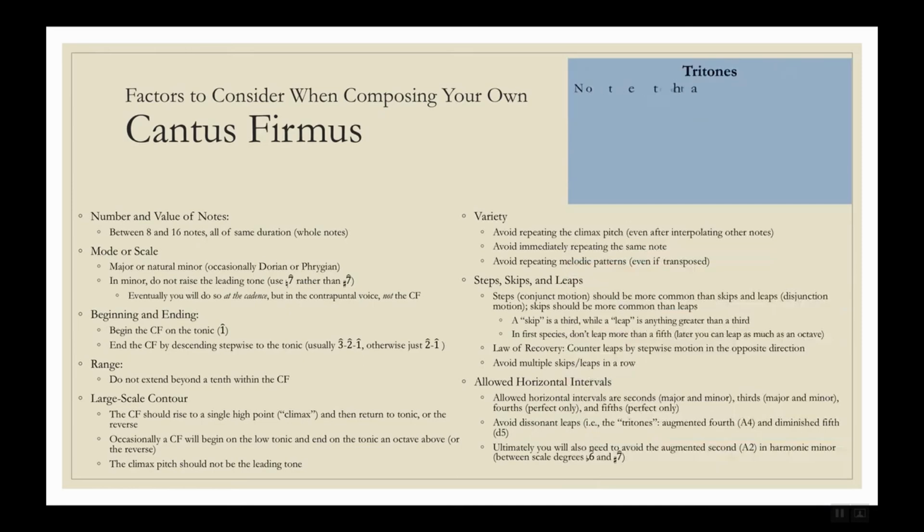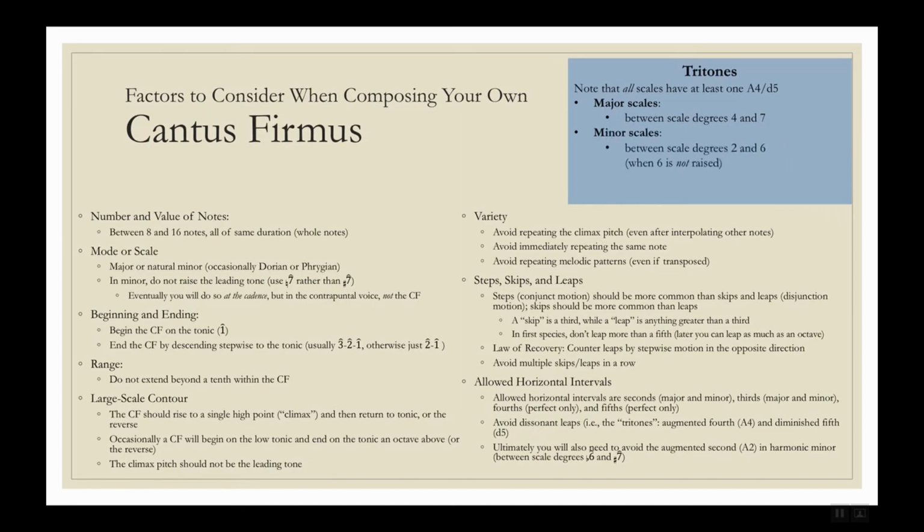Just a little note about tritones. Note that all scales have at least one augmented fourth or diminished fifth. In major scales, this is always going to be between scale degrees 4 and 7. So I'm going to do C major, scale degree 4, scale degree 7, and there, that's an augmented fourth. Or if I did scale degree 7 up to scale degree 4, it's a diminished fifth.